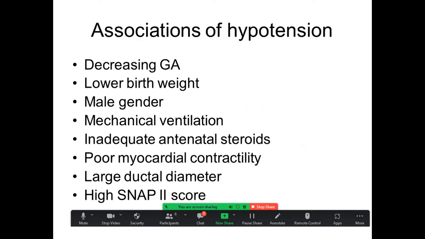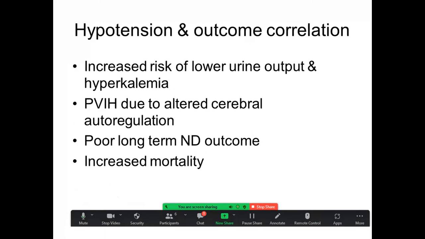Now, what are the associations of hypotension? Lower the gestational age, higher the incidence of hypotension; lower the birth weight, higher the incidence of hypotension. These are very significant risk factors. Male gender and mechanical ventilation change the dynamics. Inadequate antenatal steroids in preterm babies, and poor myocardial contractility in the neonatal age group due to other reasons. Large PDA, which is something unique to neonates, and a high SNAP2 score, which indicates the sickness of the baby.